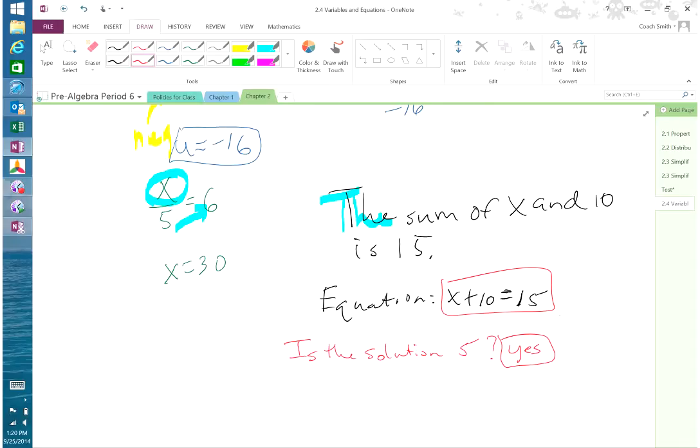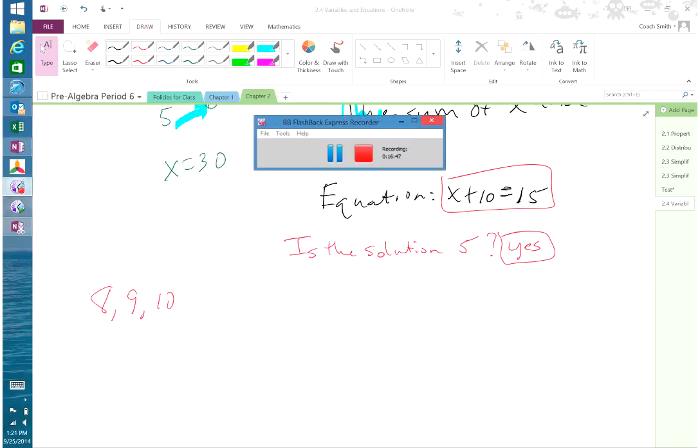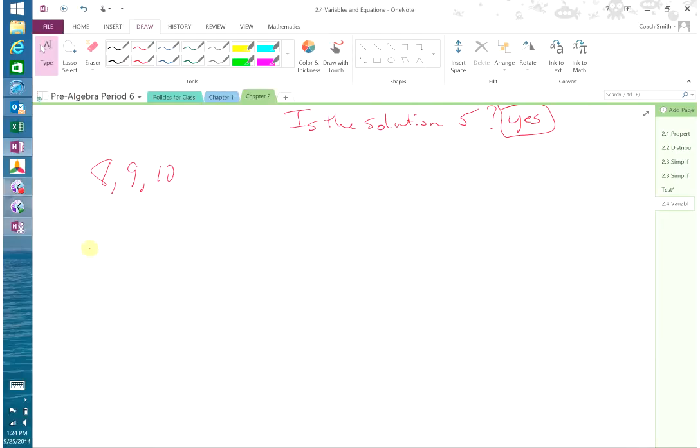All right. I want you to do 8, 9, and 10 on your own. They want you to come up with the equation for the sentence. Number 8. Who has an answer for number 8? Nicole? x minus 8 equals negative 4. Yes. x minus 8 equals negative 4.